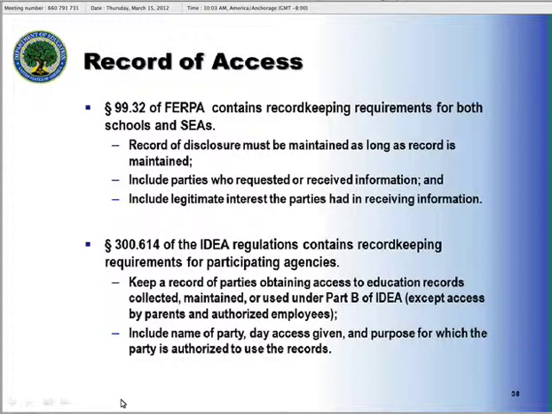It is not uncommon for SEA staff to access children's records in LEAs as part of its monitoring activities. These individuals are authorized to have access, but must sign the record of access because they are not authorized employees of the participating agency, the LEA.